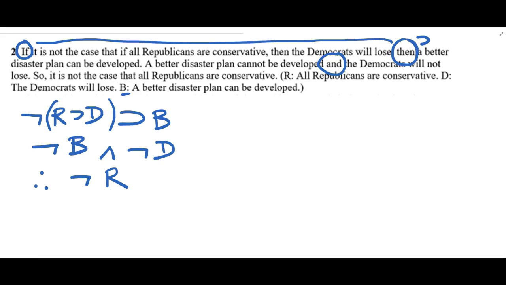If it is not the case that if all Republicans are conservative, then the Democrats will lose, then a better disaster plan can be developed. A better disaster plan cannot be developed, and the Democrats will not lose. Therefore, it is not the case that all Republicans are conservative.